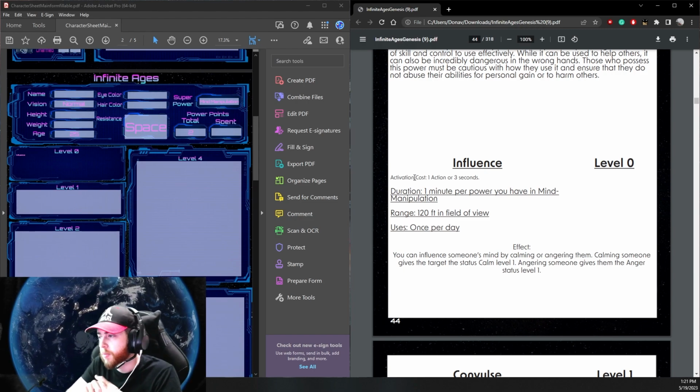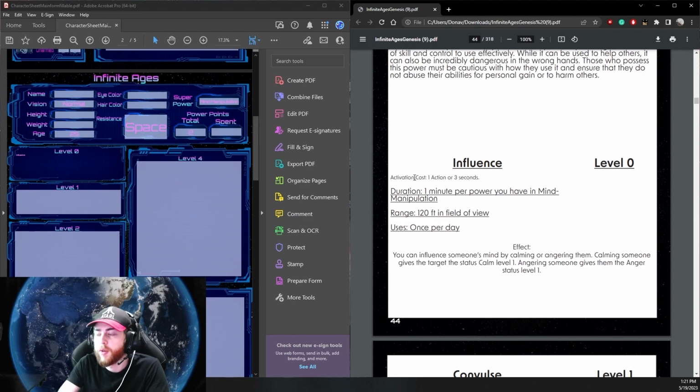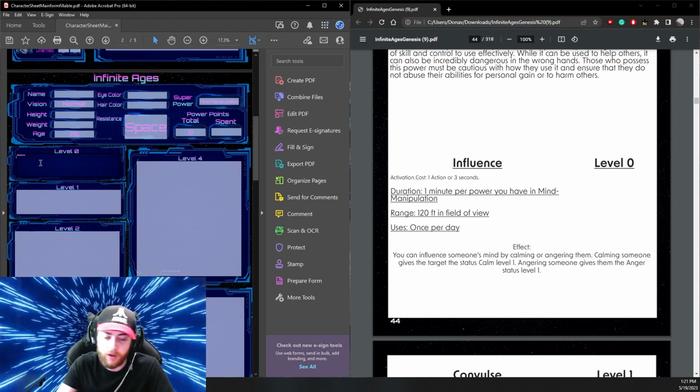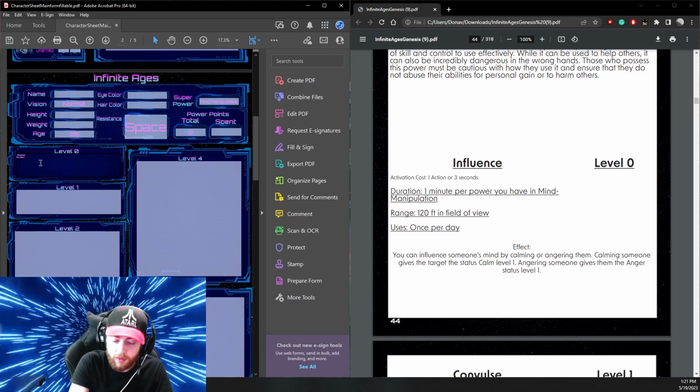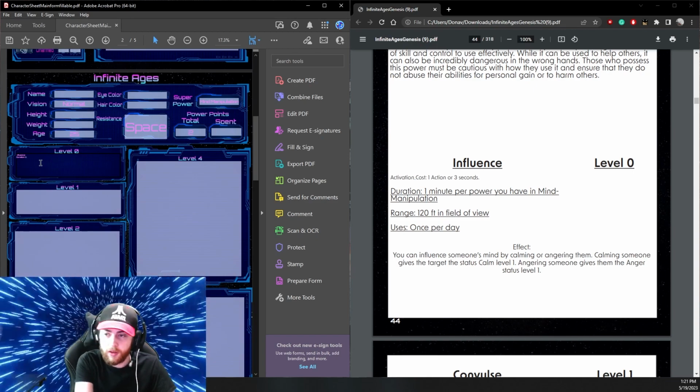Duration is 1 minute per power you have in mind manipulation. So it's going to accrue more power over time. So for us, we're going to put duration, and we're going to grab the two level ones that we can afford with our points. So we'll have 3 minutes.